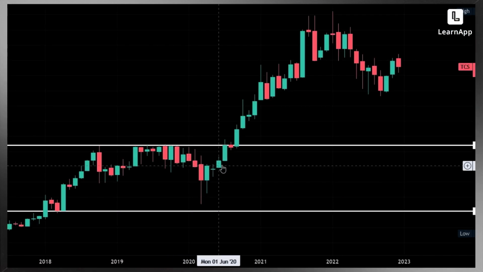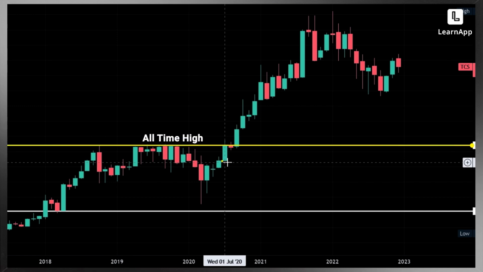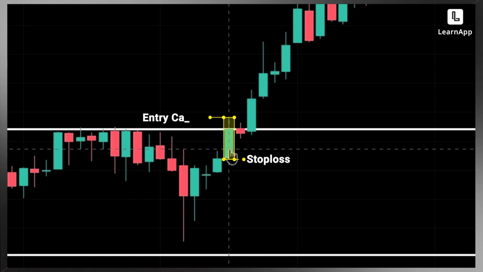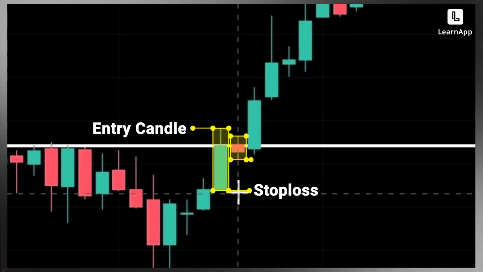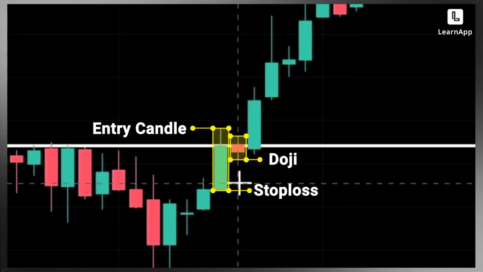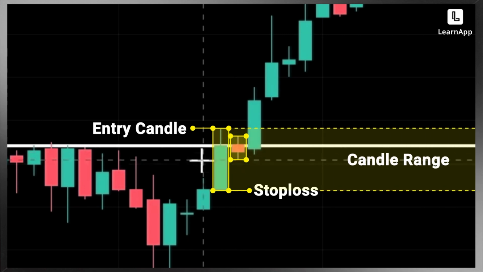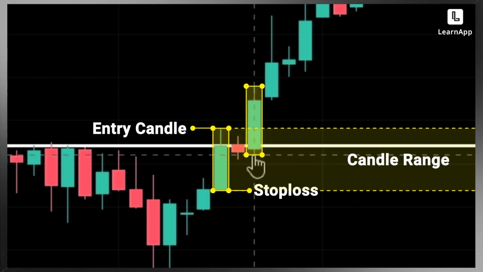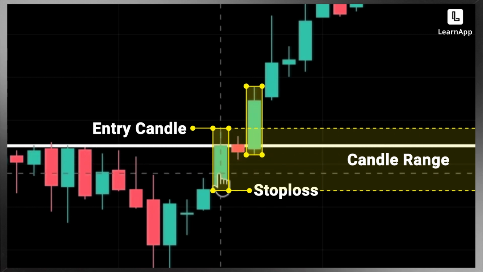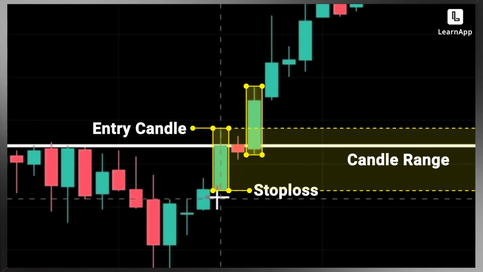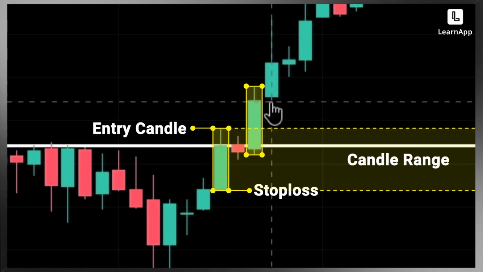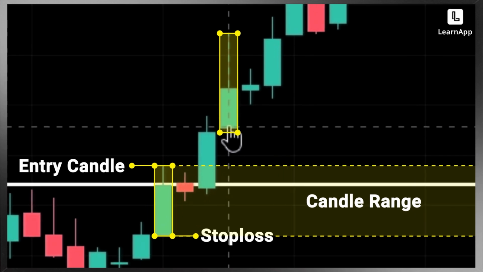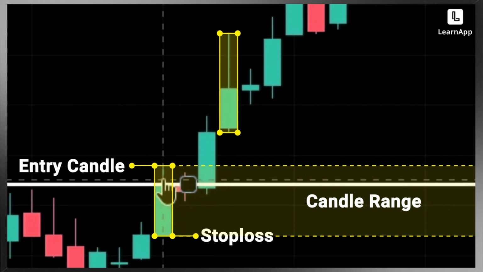Now again in TCS itself, all-time high was broken in July 2020. So this becomes our entry candle. The next candle, small little doji over here. This is not outside the range of our entry candle. This candle again is not outside the range of our entry candle over here. So our stop loss sits nicely below the low of this candle. This candle is where our trail starts because this is completely outside the range of our entry candle.